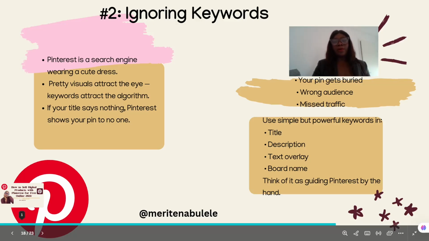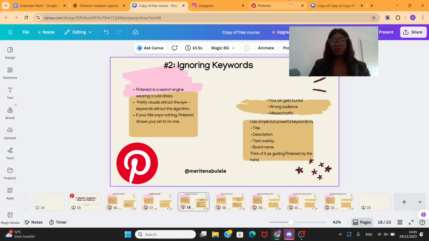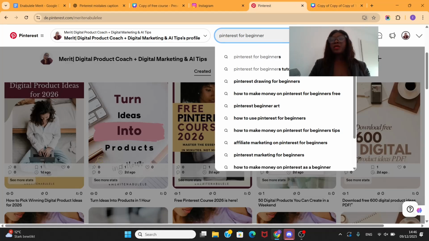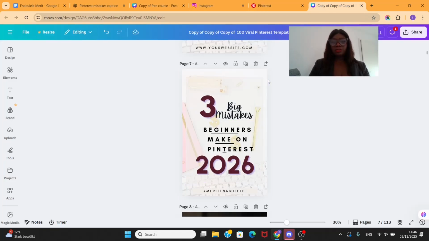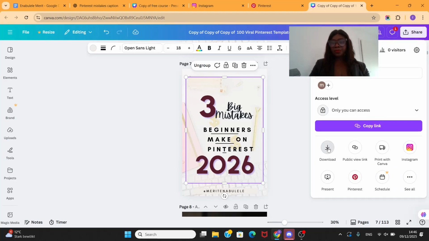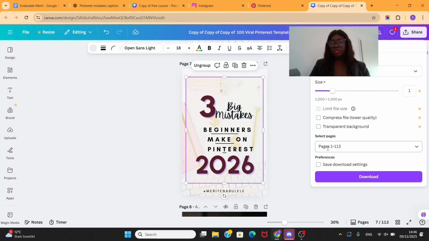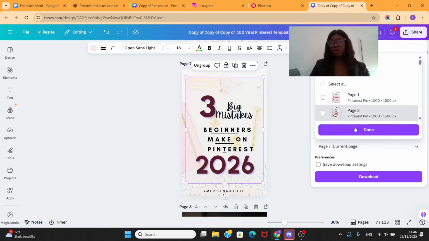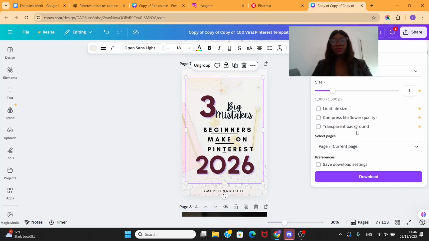You need to create a board, and I'm going to take you through all of it. As I showed you before, this is my Pinterest. If I'm going to create a pin, this is the pin that I designed, so I'm going to download this pin that I designed already. For some of you that know how to use Canva, good. Now I've designed this, and it says 3 big mistakes beginners make on Pinterest in 2026.